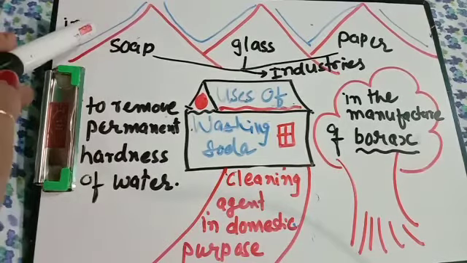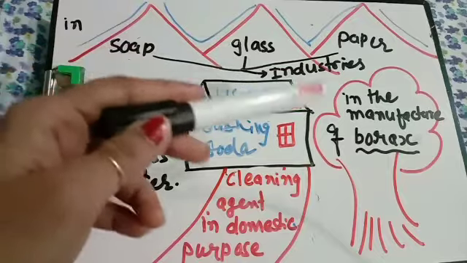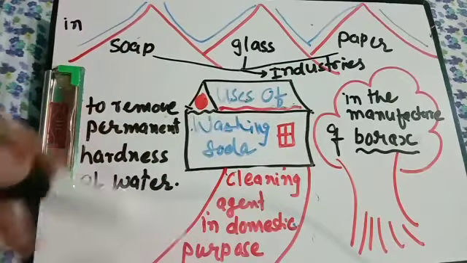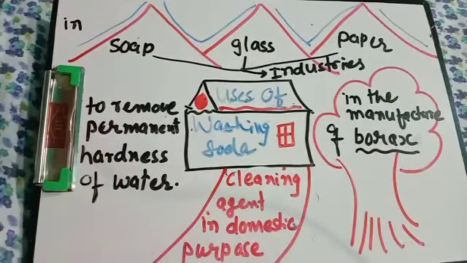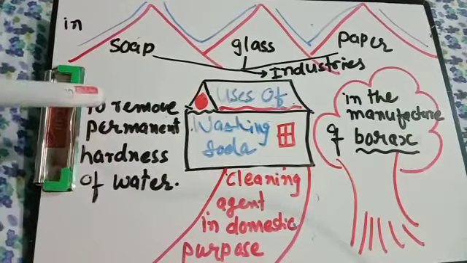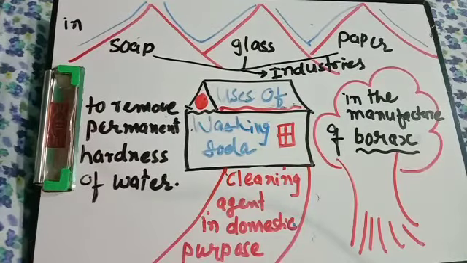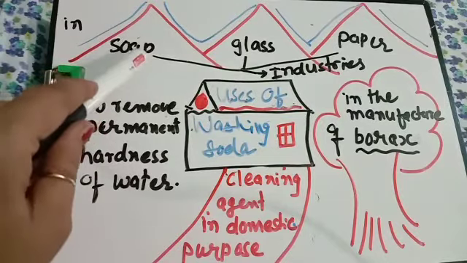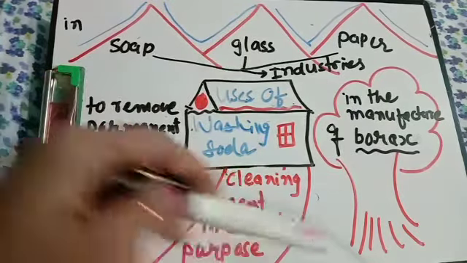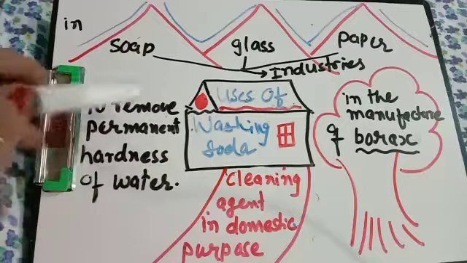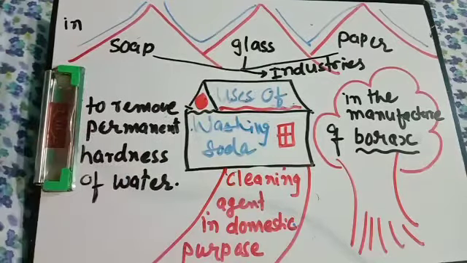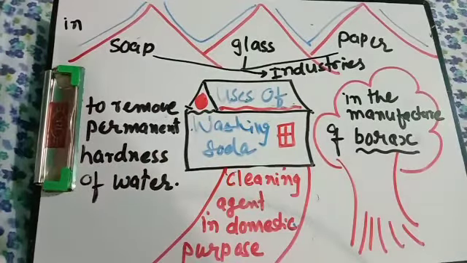So let us go for it. In soap, glass, paper industries, in the manufacture of borax, cleaning agent in domestic purpose and to remove permanent hardness of water. If you remember first mountain, tree, road and outside, you can remember the uses of washing soda.